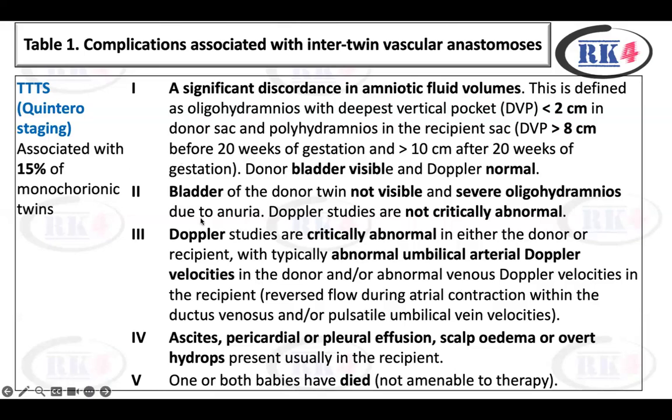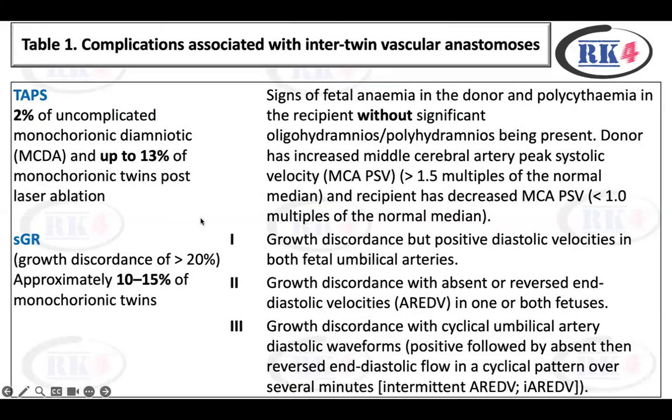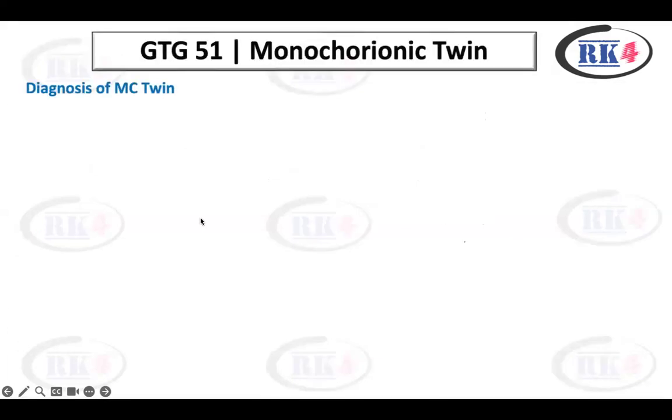Now, this table continues, and it has the complications related to TAPS and selective growth restriction. So you can just go through it, because for this session, I will be focusing more on twin-twin transfusion syndrome, TTTS, because TAPS and SGR will take another 1 hour to discuss in detail. We will discuss only TTTS, how to diagnose and how to manage, okay? Let's keep it short.